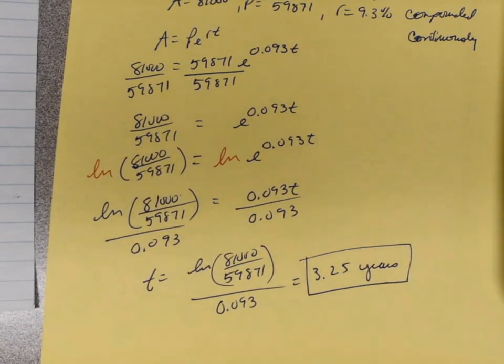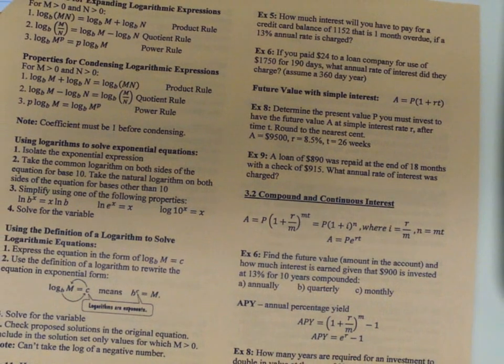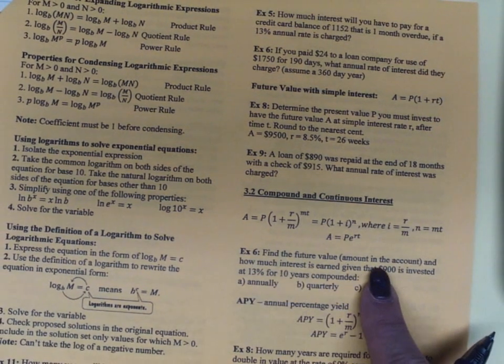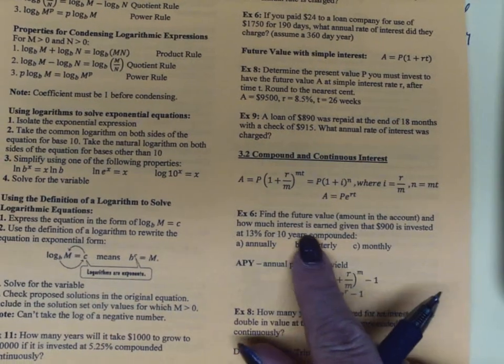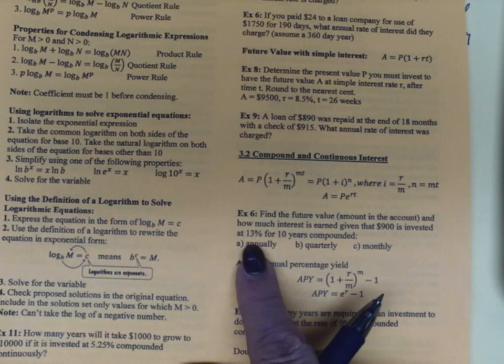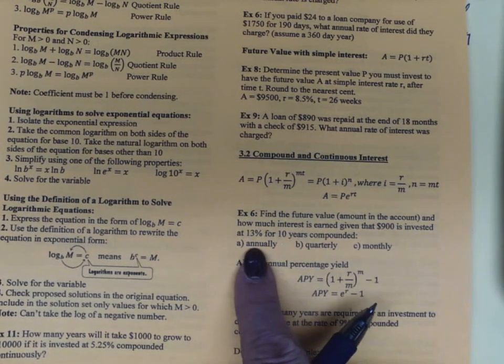All right, example 6 is on our handout. So for example 6, we're going to find the future value, which is, again, the amount in the account, and how much interest is earned, given that $900 is invested at 13% for 10 years. We're going to do it compounded annually.